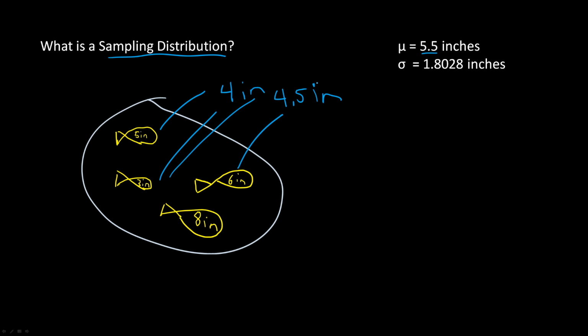So the sampling distribution of the statistic is a distribution of values if I were to take every single possible sample of 2 fish from this population until I get no new combinations. Then I get all the values, the 4 inches, 4.5 inches, and all the other combinations, and then I create a distribution of that. That's what a sampling distribution is.